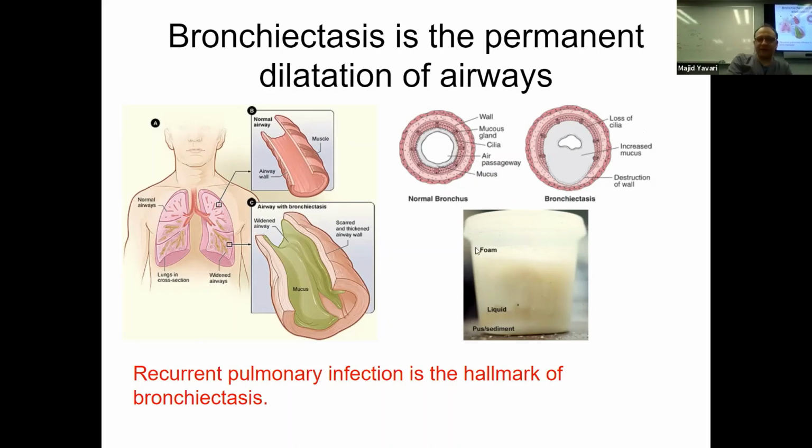And they have a very classic pus, liquid, and foam layer to their sputum with the bronchiectasis. It smells really bad. There's often Pseudomonas in there. And the hallmark symptomatically is recurrent pulmonary infection.